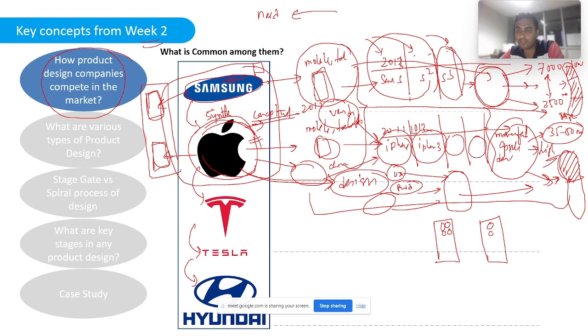Samsung also came up with four cameras. Initially people used to have one camera. Now Samsung has come up with a curved display. They have a curved phone now. Apple still doesn't have a curved phone, I think. So this can be folded, right?